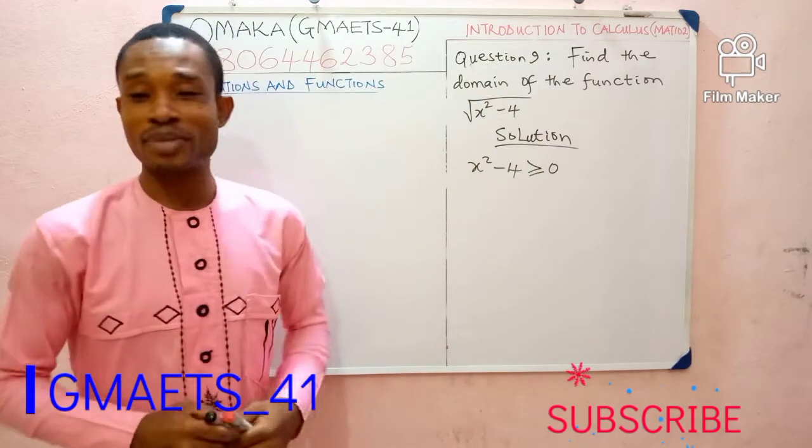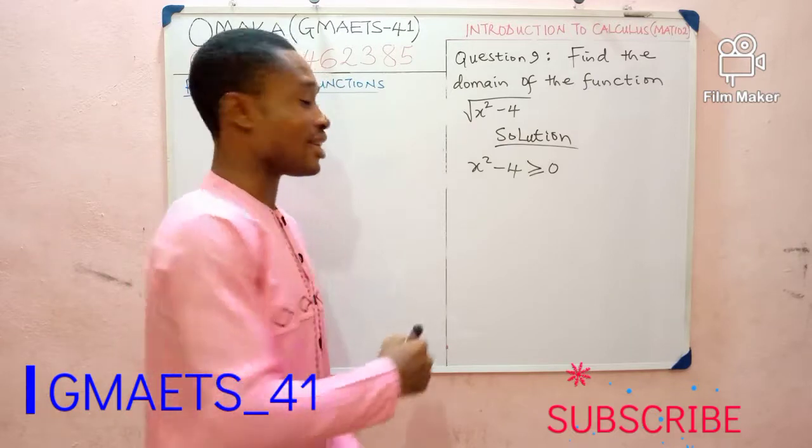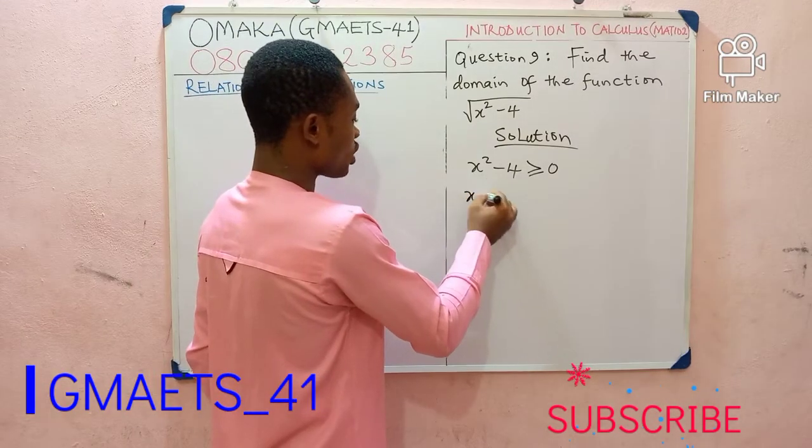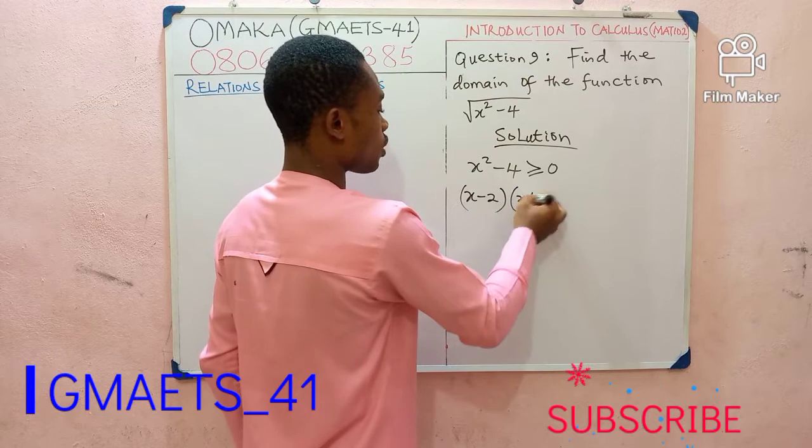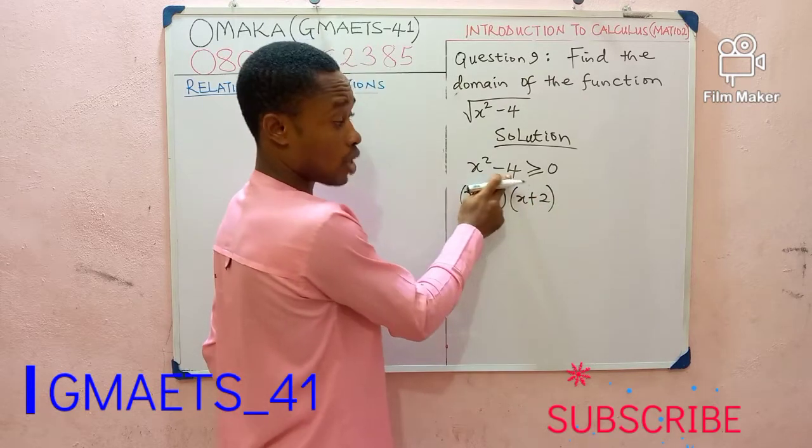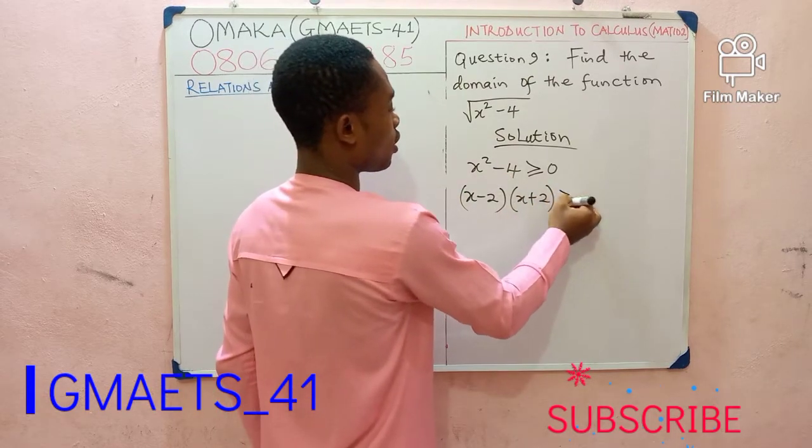Now let us solve this problem together and see what I really mean by that. Solving this, this will be x minus 2, then x plus 2, difference of 2 squares. This is 2 squared, you know that, right? And then greater than or equal to 0.